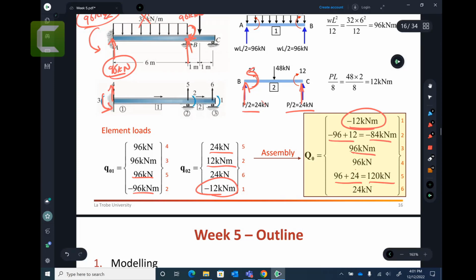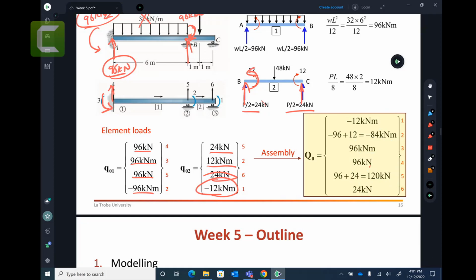Number 3, 96. Number 4, 96. And number 5, 120. Number 6, 24. So you can get all Q0 matrices with these 1 to 6 Q0 values that you can develop.